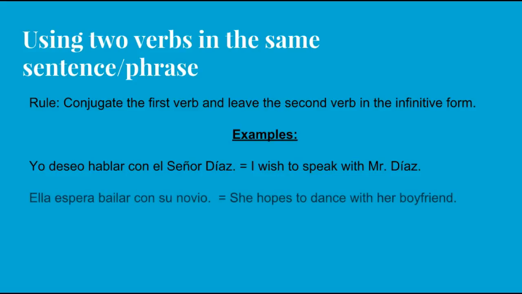Here's another example. Ella espera bailar con su novio. She hopes to dance with her boyfriend. Espera is the conjugated form of the verb esperar, which is to wait, to hope, or to expect. And then bailar is the infinitive verb to dance.